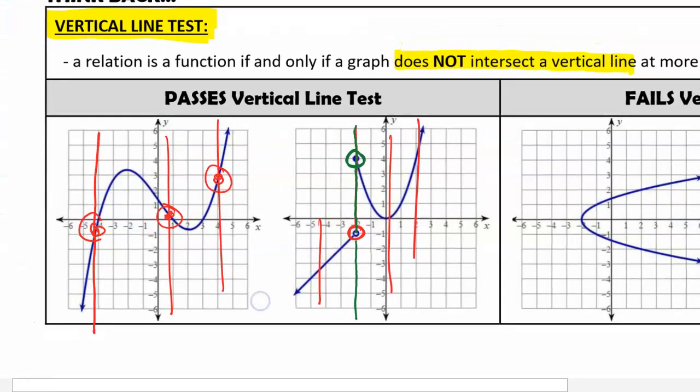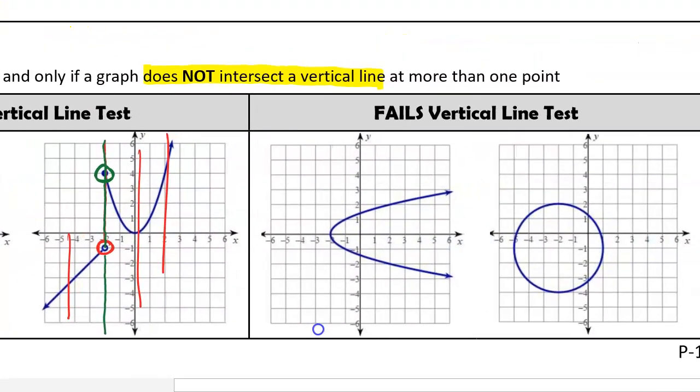So since it passes the vertical line test, we know that every x value here on the x-axis goes up to only one y value. Another way to think about that is coming from the x-axis. If I pick any value on the x-axis, so here if I pick -2, I only go up and hit at one spot on the y value.